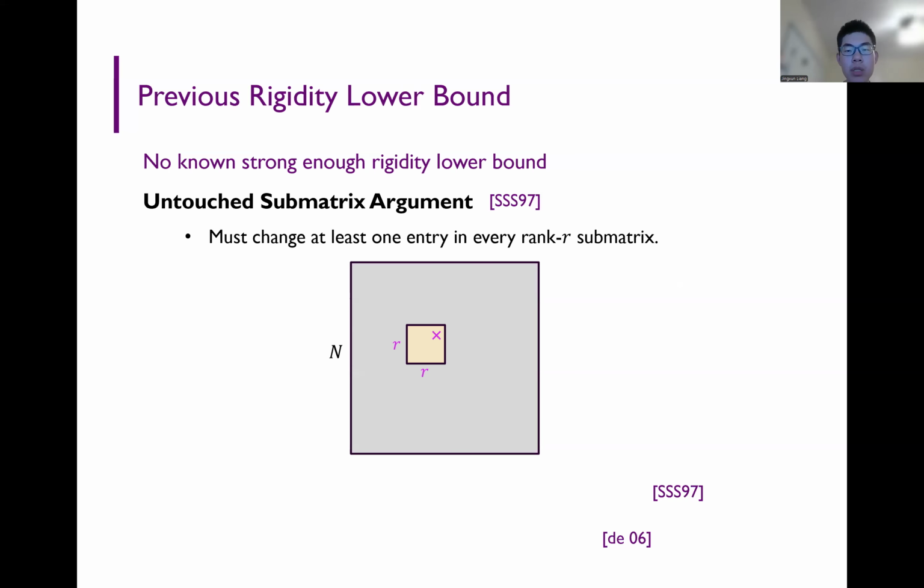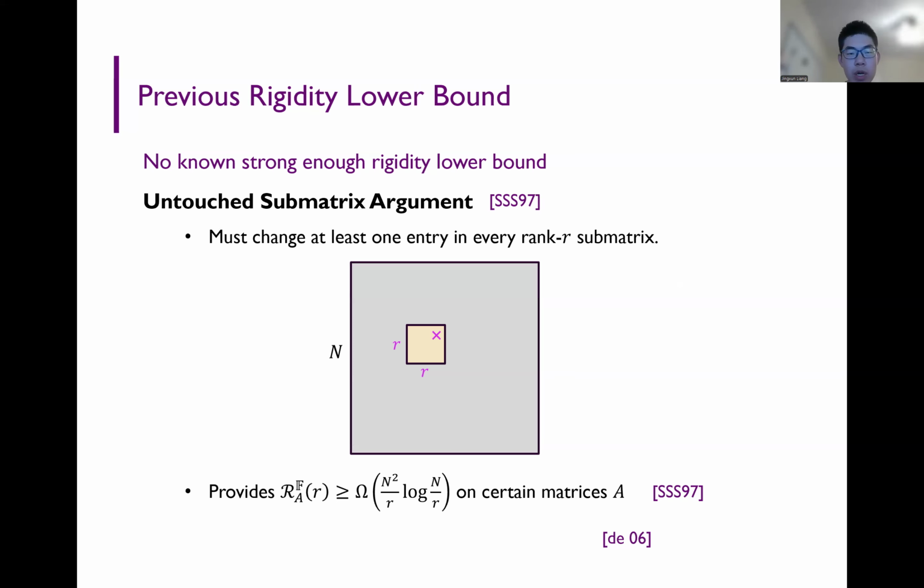Among all the known rigidity lower bounds, a large fraction of them are based on the so-called untouched submatrix argument. This argument is based on a simple observation that in order to reduce the rank of a matrix below R, we need to change at least one entry in any rank R submatrix of A, since the rank of A is lower bounded by the rank of any submatrix of it.